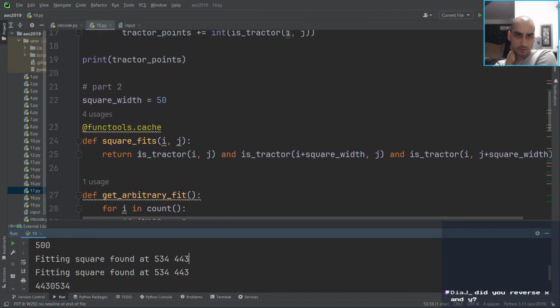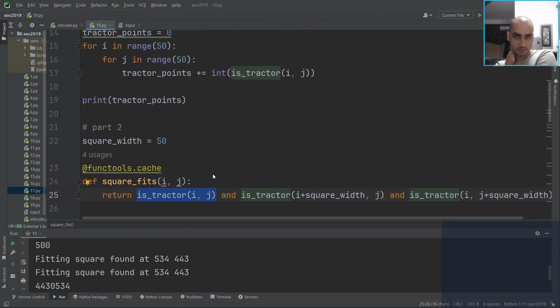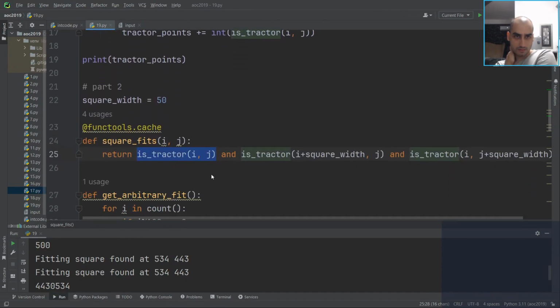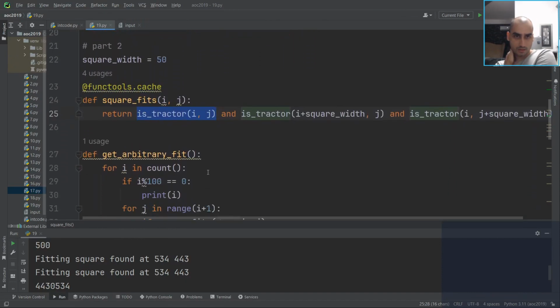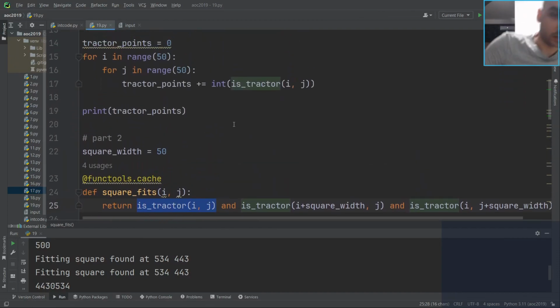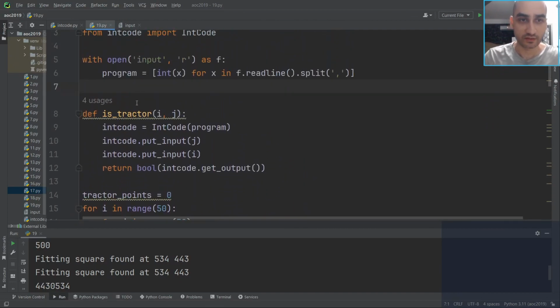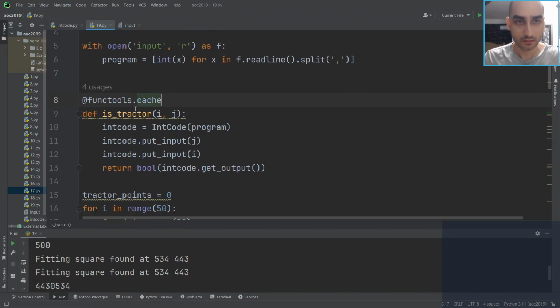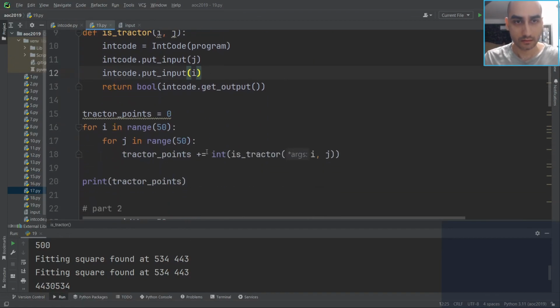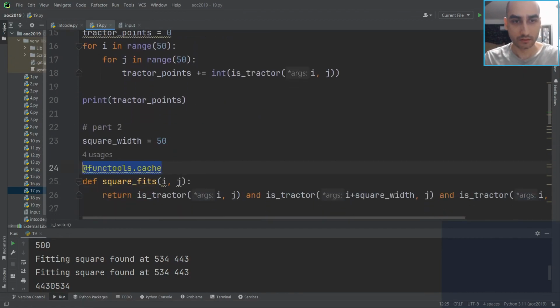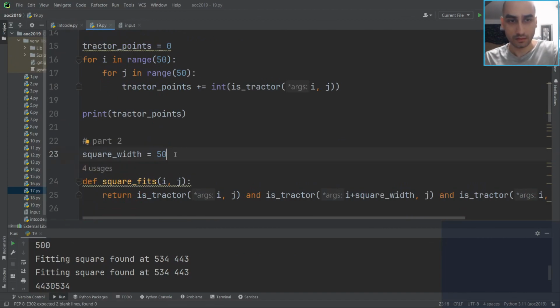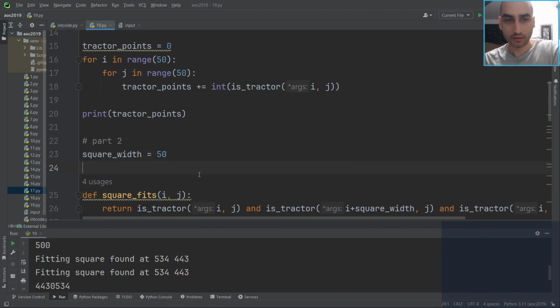So it would be is tractor. Actually we should cache is tractor, not square fits. Well, we could cache square fits as well. I don't know. We don't need to. That's actually probably more efficient.